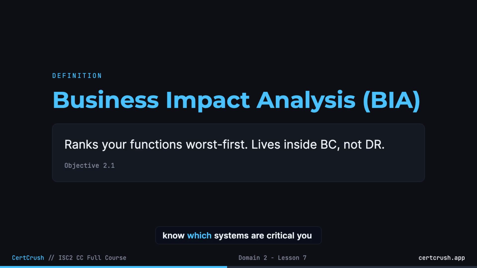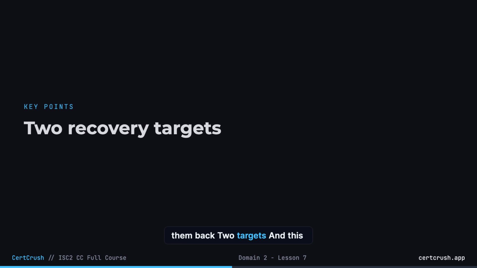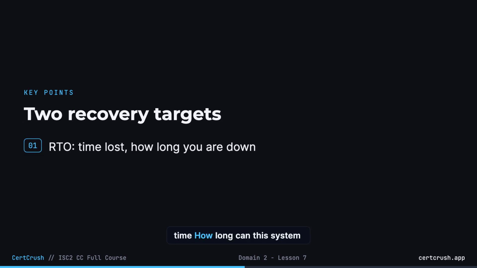Once you know which systems are critical, you have to set targets for getting them back. Two targets. And this is the pair examiners hide in the wording, so slow down with me here. The first is the recovery time objective, RTO. That is time. How long can this system be down before the damage is unacceptable? An RTO of 4 hours means you have 4 hours to get back up. It is a clock ticking forward from the moment things break.